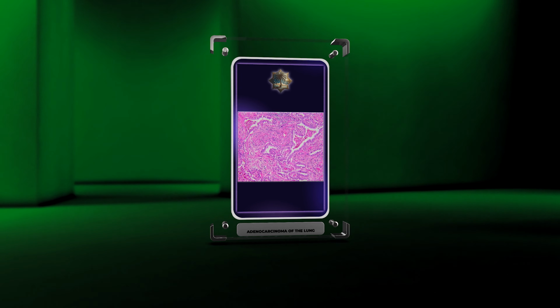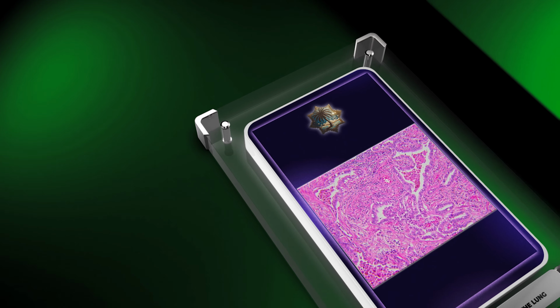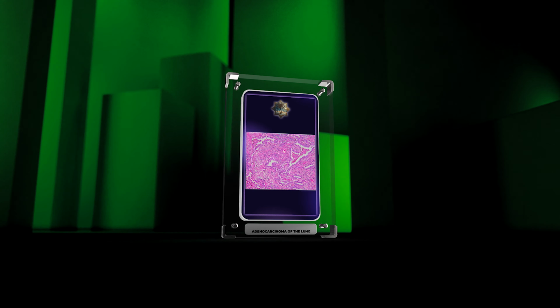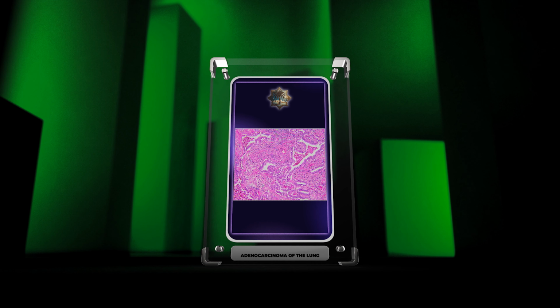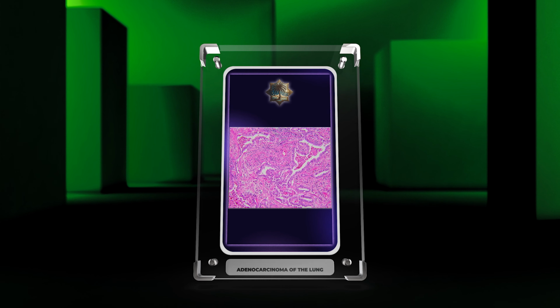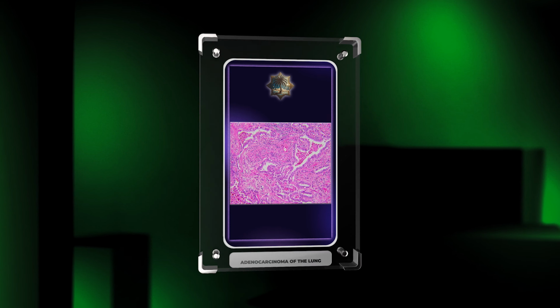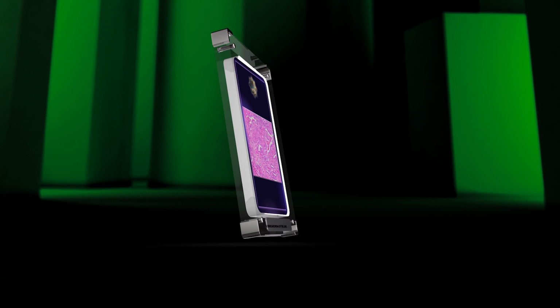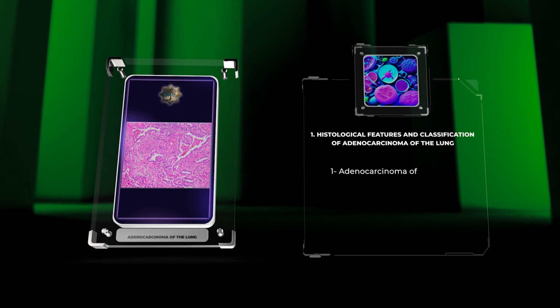Welcome. Today we will discuss adenocarcinoma of the lung, the most common type of lung cancer. We'll explore its features, subtypes, mutations, and staining patterns to ensure accurate diagnosis and treatment decisions for patients. Let's begin. Adenocarcinoma of the lung originates from glandular cells in the lung's airways.